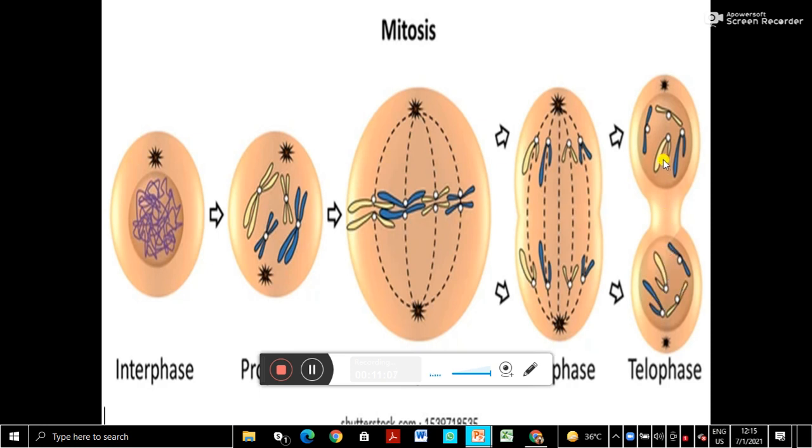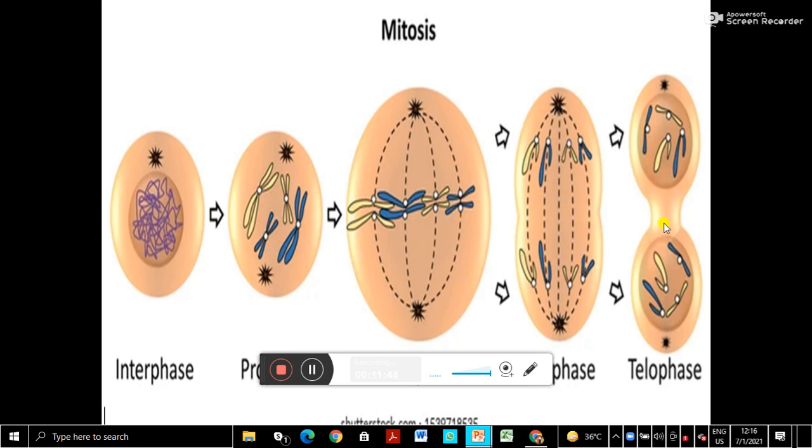So here the nuclear division completes, and nuclear division is called karyokinesis. K-A-R-Y-O. Karyo means nucleus, kinesis means division. So here the karyokinesis is completing. Karyokinesis means nuclear division, and now the cytoplasm has to divide so that the two cells are separated. So the division of cytoplasm is called cytokinesis.